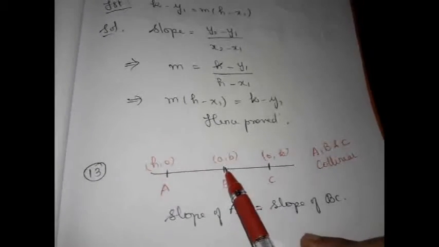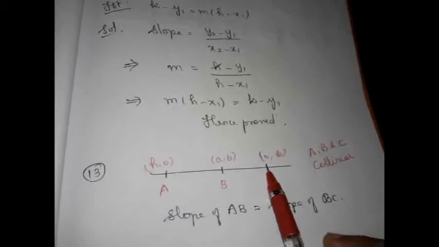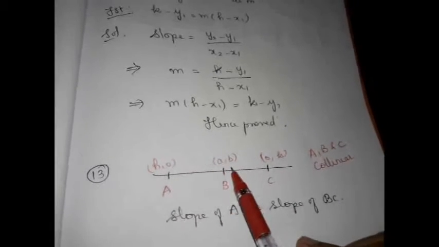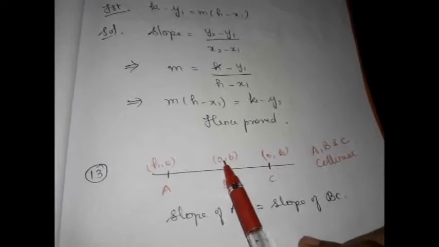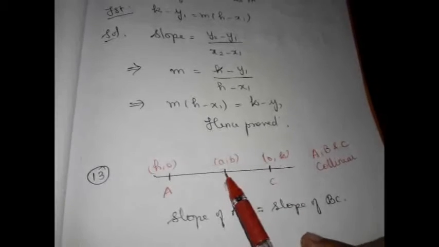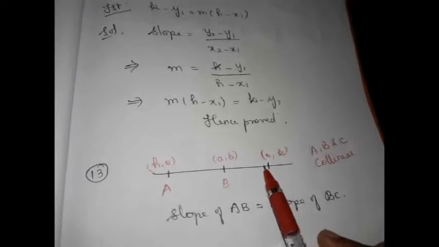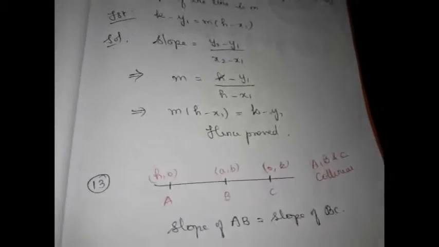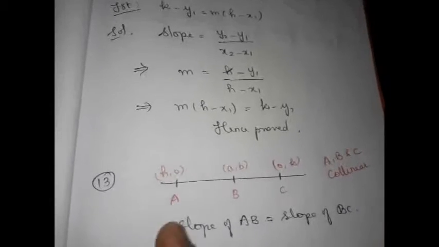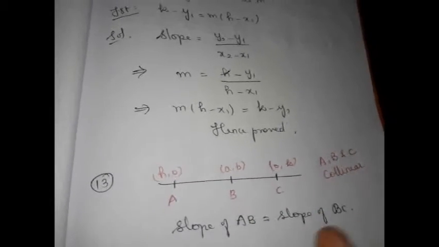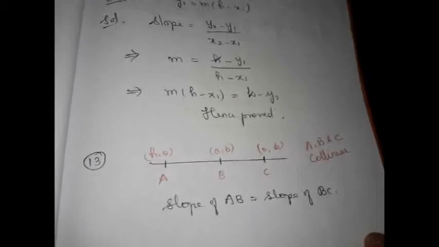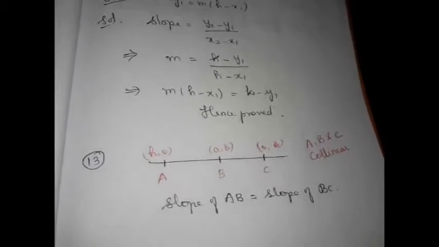Slope of AB will be equal to slope of BC. So when you know 2 points, how will you find your slope? y2 minus y1 divided by x2 minus x1. Similarly, how will you find the slope of BC? The same way, y2 minus y1 divided by x2 minus x1. Then equate both the slopes, you will get the required answer. I am leaving this problem to you. You have to do this as homework.